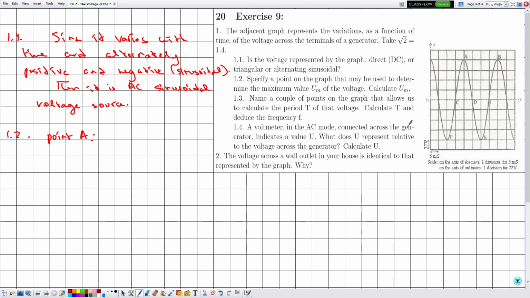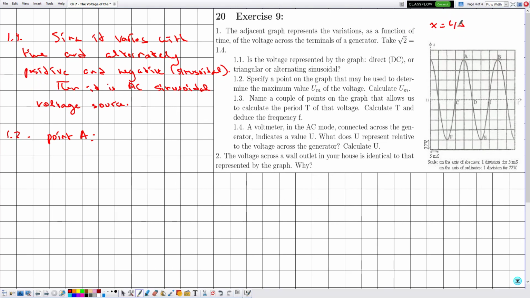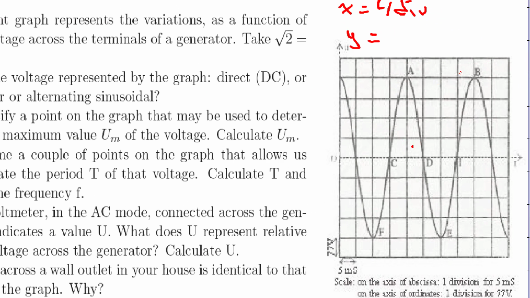And before we continue solving this exercise, the trick is to determine the values of x and y, as well as the vertical sensitivity and the horizontal sensitivity. Here x is the number of divisions between two consecutive peaks. So choosing A and B, we have 1, 2, 3, 4. So x is equal to 4 divisions. As for y, the number of divisions from the center to the maximum point reached by the curve: 1, 2, 3, 4.